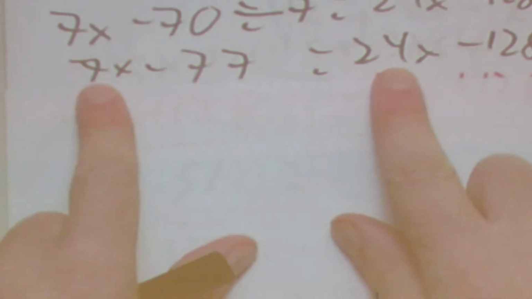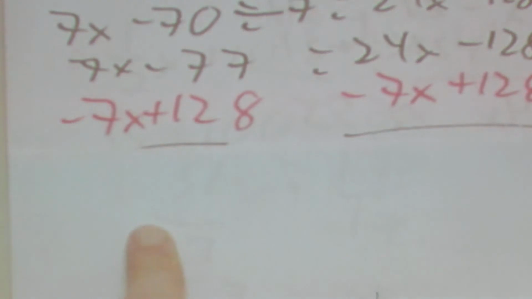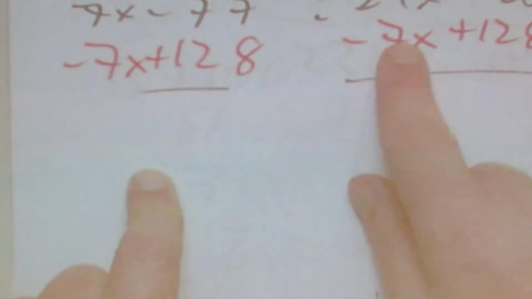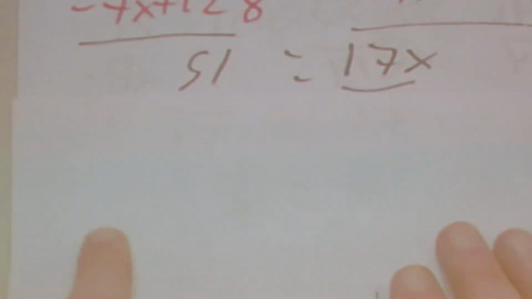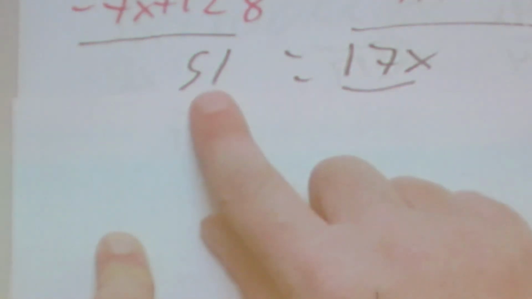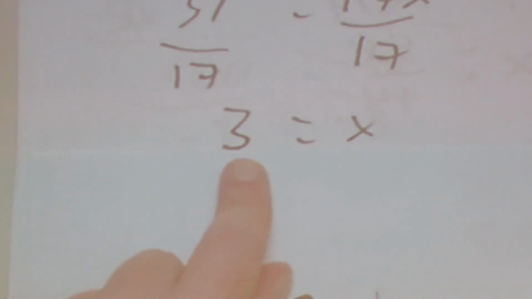Then I need to move my x's to one side, numbers to the other. So here, since the 24 is bigger than 7, I'm going to move my x's to the right, which means I need to move my numbers to the left. So I'm going to subtract 7x from both sides and add the 128 to both sides, wherein I will get 17x equals 51. Divide both sides by 17. 51 divided by 17 is 3, and that's what equals x.